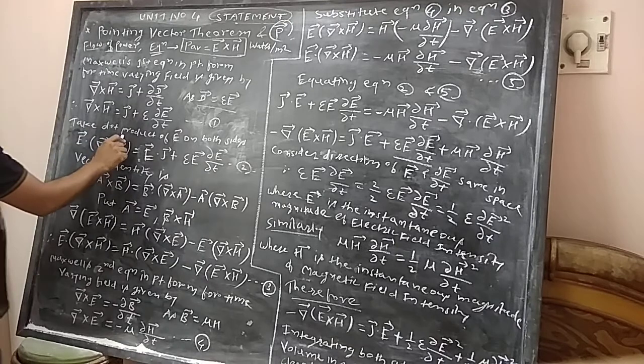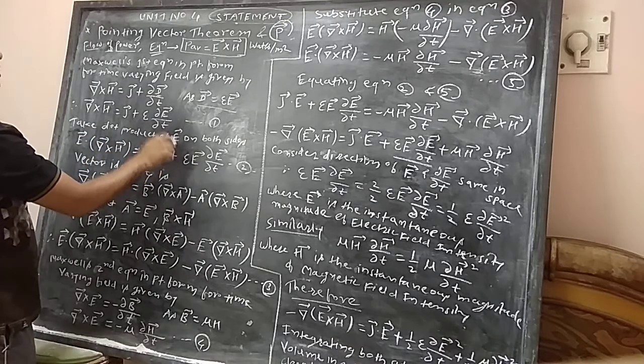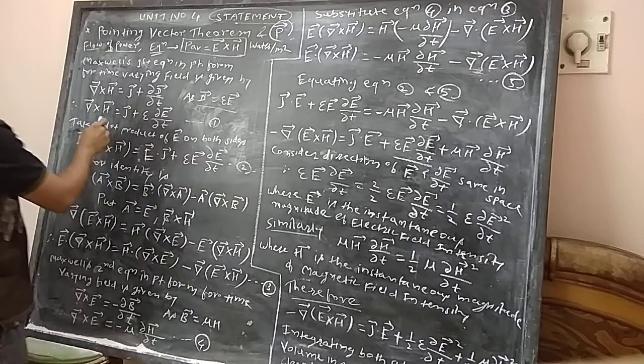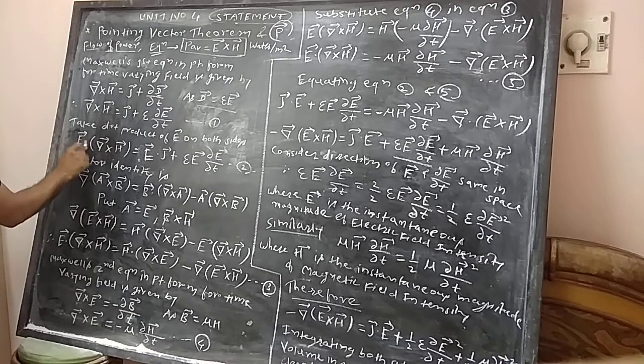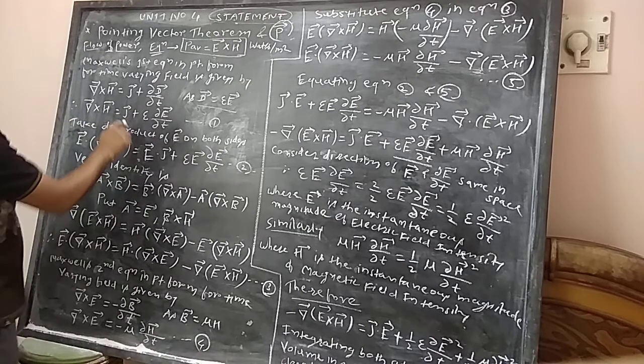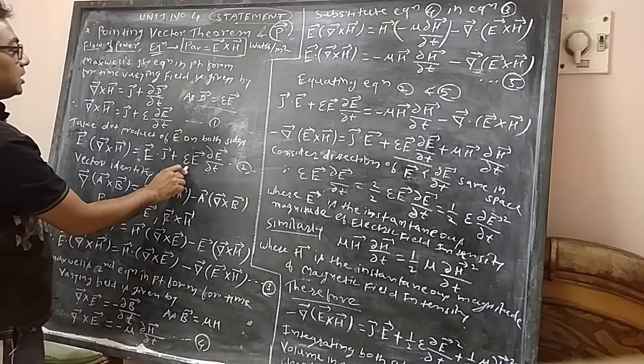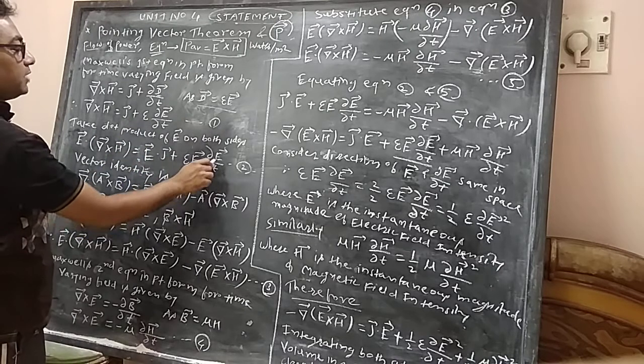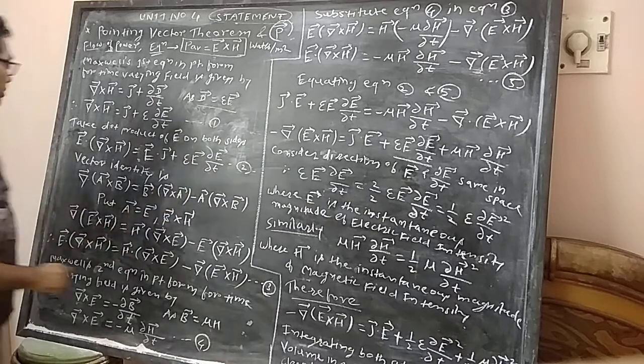Now I am taking the dot product of E vector on both sides. So by taking the dot product, E vector dot in bracket del vector cross H vector equal to E vector dot J vector, plus here again epsilon into E vector dot del E vector divided by del t. This is equation number 2.